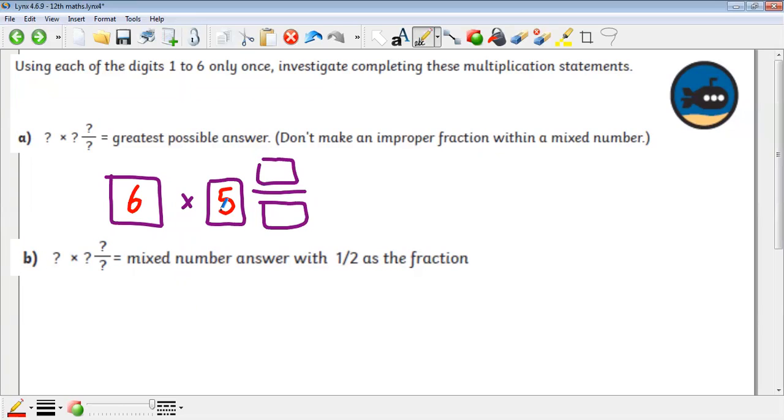So from there, I need to make this fraction as big as possible, but it says don't make an improper fraction within a mixed number. So what we know is we've got 1, 2, 3, 4, 5, and 6, but we've used these ones here already. The largest proper fraction I can make would be to put the 3 on the top and the 4 on the bottom. I believe that's the largest one you could make. So the next one, again, we've got the same combination here.